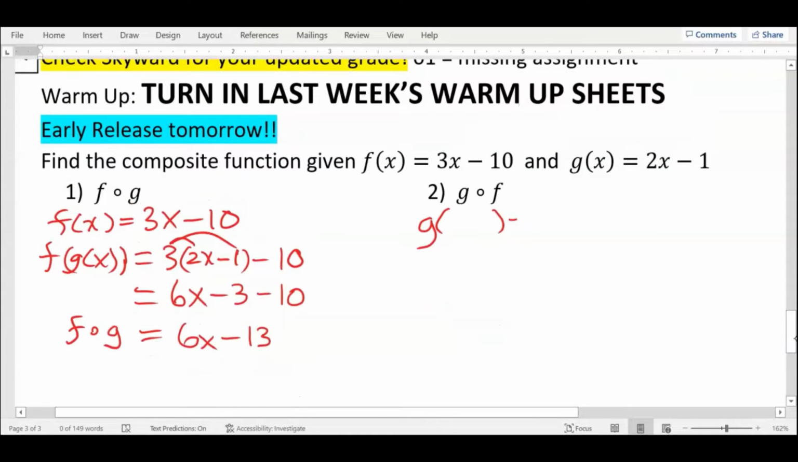Equals 2x. So instead of x, I'm going to put a blank space in parentheses, and then minus 1. I write the g function with a space instead of x. What goes into those spaces? The other function, g of f, f is going to go into that g function. So let's go ahead and put in that first blank, f of x, and into that second blank, what is f of x equal to?